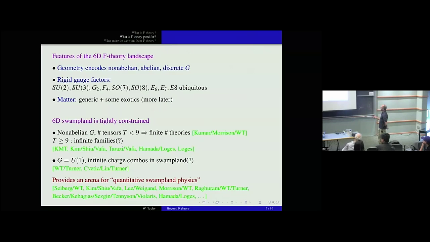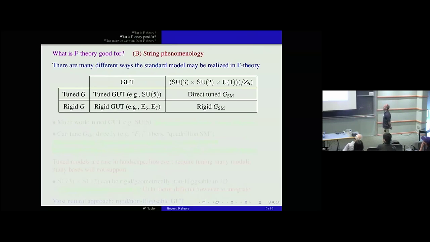Okay. Second thing that F-theory is good for, I would say, is string phenomenology. So from this point of view, there are a lot of different ways that we could imagine getting the standard model. We could start with a GUT, or we could start with the standard model gauge group itself, with or without the mod Z6. We could either tune it, or we could use a rigid gauge group to realize it. And there's been a lot of work on each of these 4 approaches.